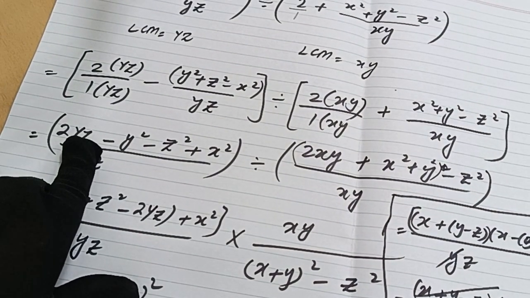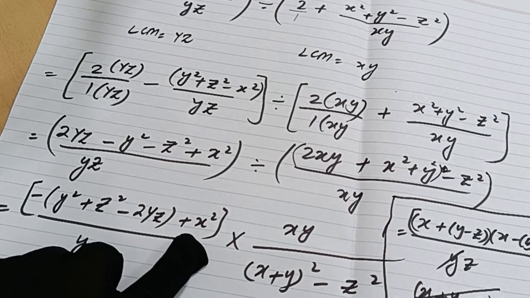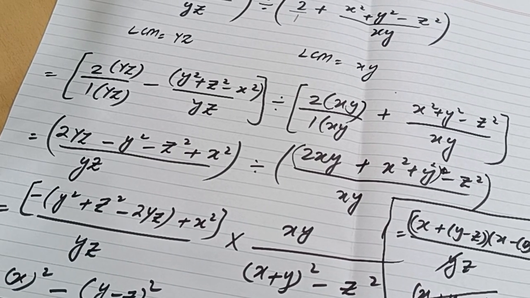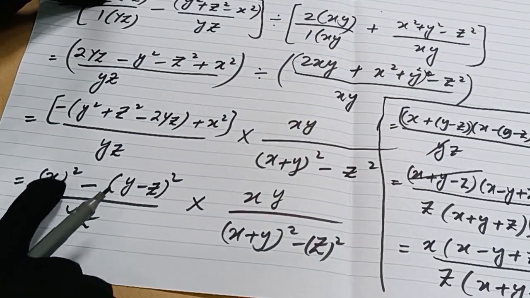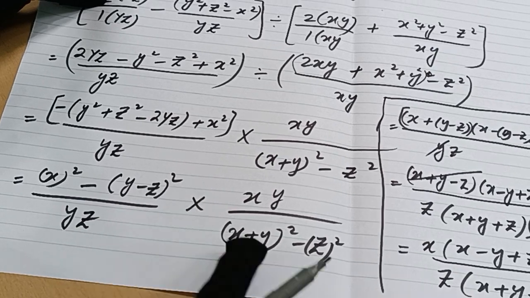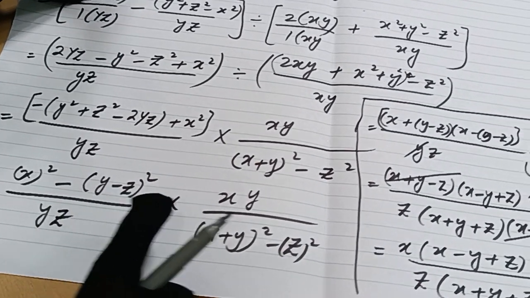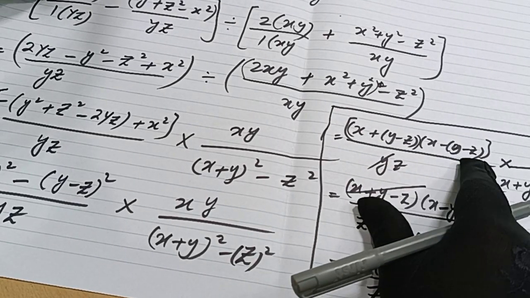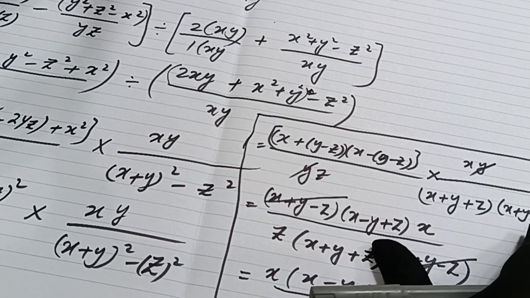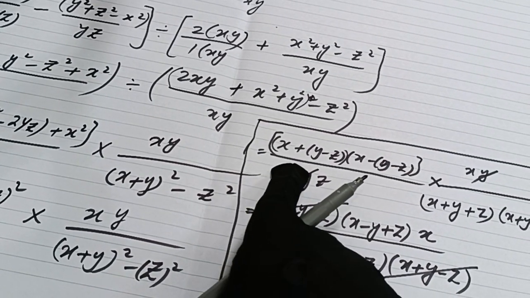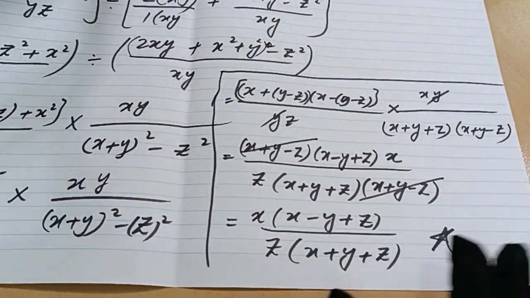For that reason, we have to take minus common. So when we take minus common, we write the positive term first and negative term second. Here also, when we write like this, the a square minus b square identity is applied here and here. A square minus b square means a plus b, a minus b. So once we have factorized that properly, it can be cancelled easily. So it's done like this.